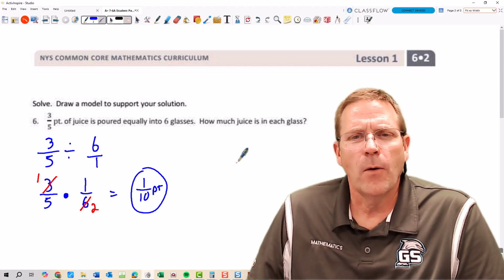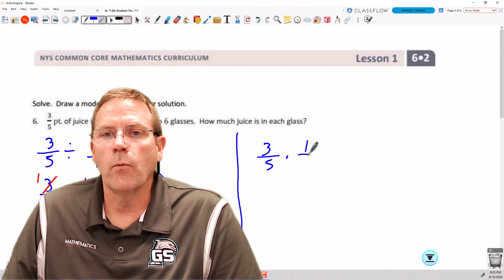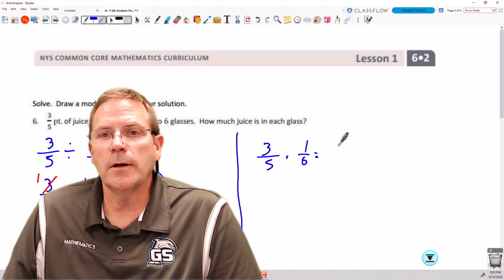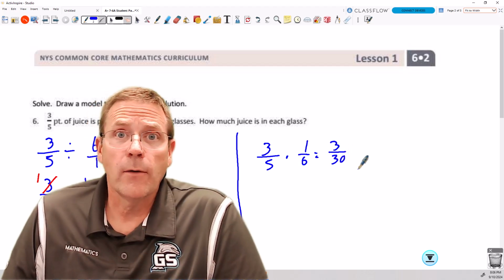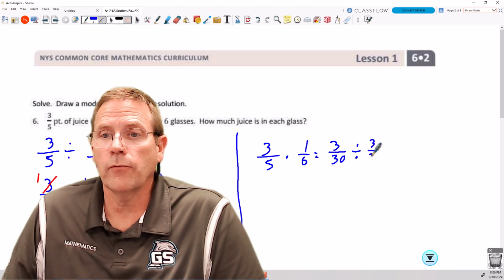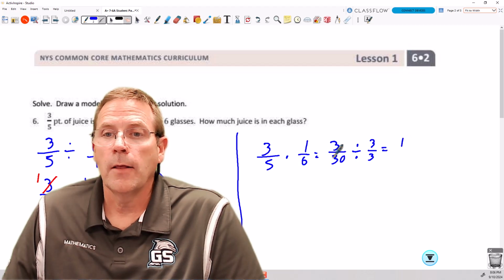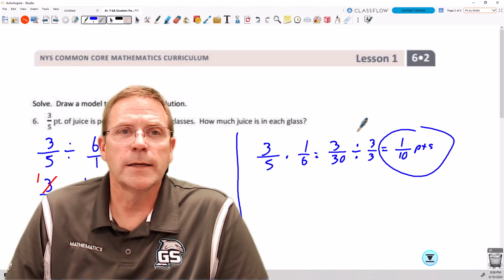Now, what if I had not simplified first? If I had done the 3/5 times the 1/6, that would have ended up giving me 3/30, which now I need to simplify. I'm going to do that by dividing by 3/3. 3 divided by 3 is equal to 1. 30 divided by 3 is equal to 10, and that gives us that same answer of 1/10 pint.